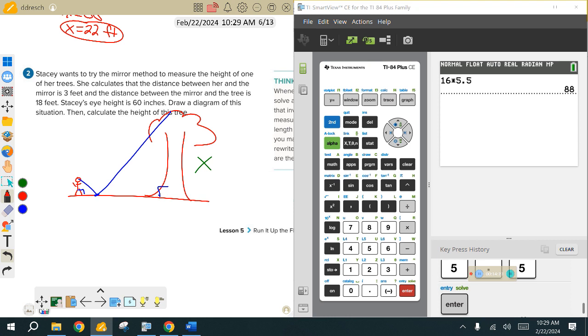Does the 60 inches go to her? She's the height, right? It's her eye height. Essentially, it's just her height, right? Yep. So it is her. Okay. Where's the 3 going? Her on the bottom, right? Is she? It says it's between her and the mirror. Here's she and the mirror. And what's the last thing going? The 18. So it's the bottom one again, isn't it? You gotta read it, label it out.